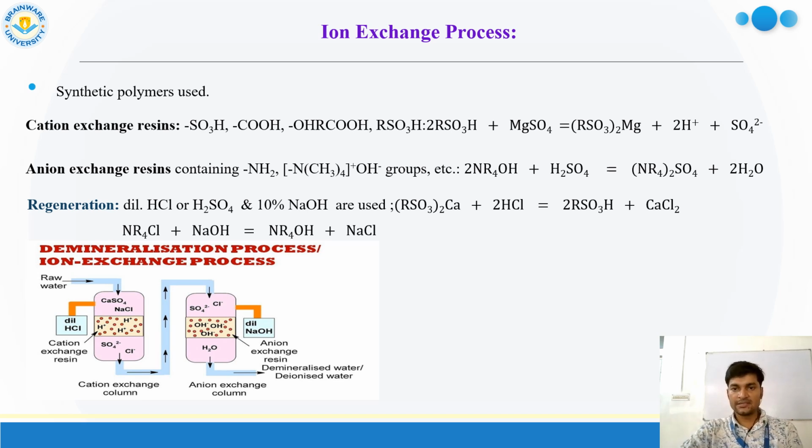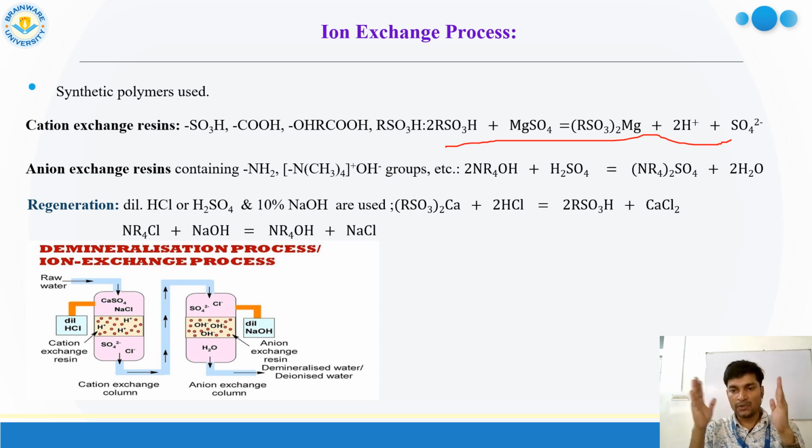But if you look at this reaction, it is much easier to understand. If you use a cationic resin that reacts with a hard salt like magnesium sulfate, magnesium is stuck to the head of the resin, and H plus and H2SO4 are liberated, and that is not harmful for the boiler water.